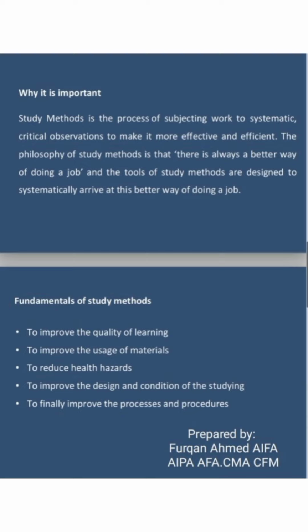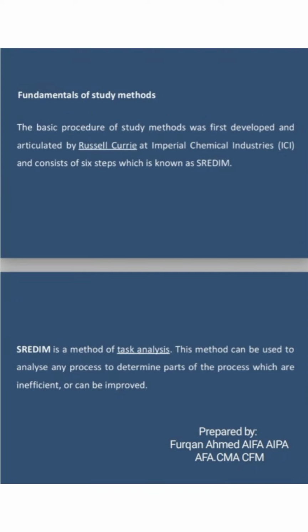Fundamental study methods help to improve the quality of learning, improve the use of material, reduce health hazards, improve the design and condition of studying, and finally improve the process and procedure. So these are the improvements and benefits that you will find. The basic procedure of study method was first developed and articulated by Russell Curie at Imperial Chemical Industries and consists of six steps, which is known as SARIDM. SARIDM is a method of task analysis.